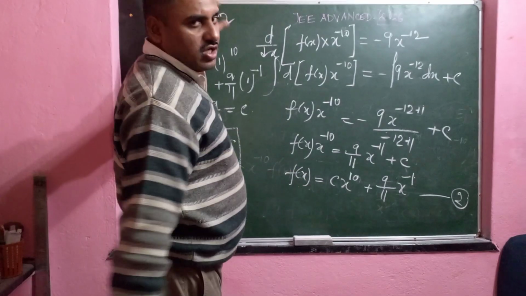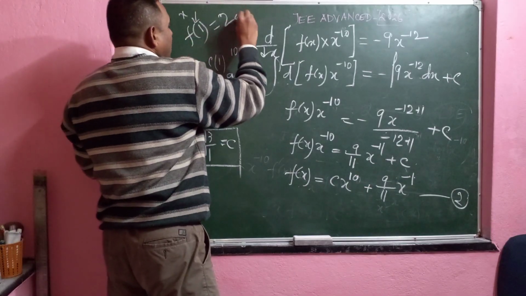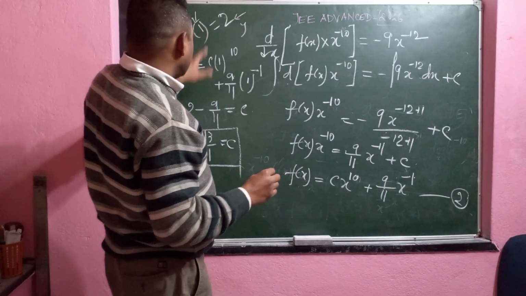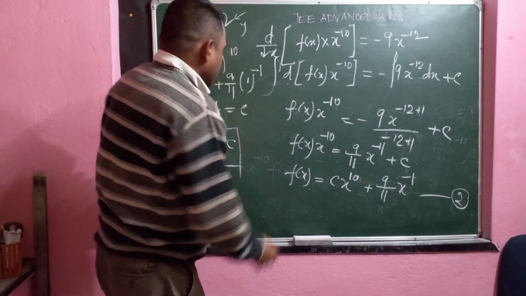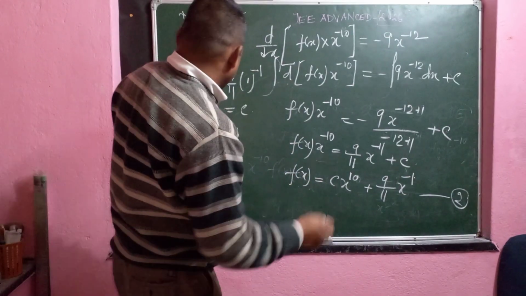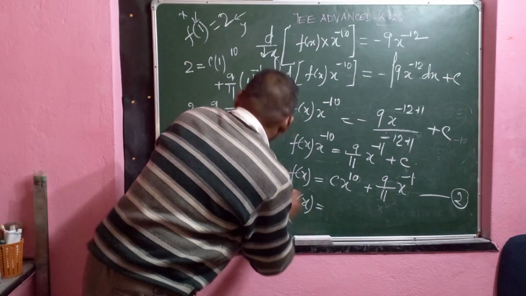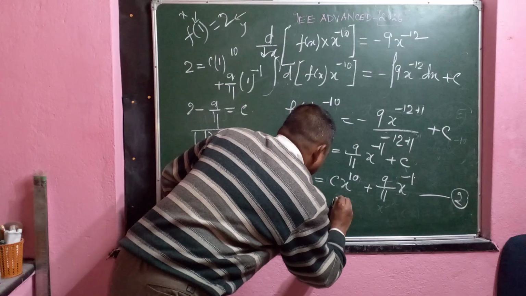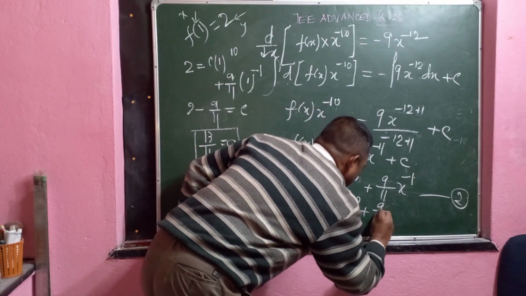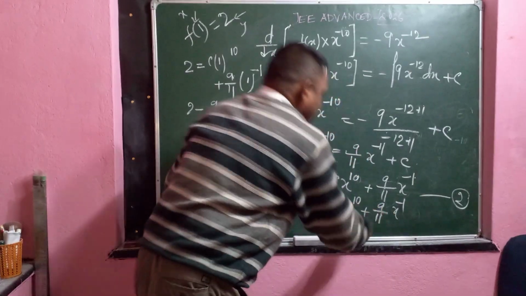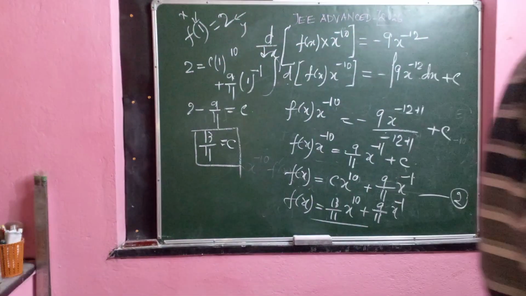This is called an initial value problem. This is your x and this is your y given for all x. So we have to substitute x, and in place of f(x) put y equals 2, and you have to calculate c. So the final result for f(x) is 13 by 11 x to the power 10 plus 9 by 11 x to the power minus 1, or 1 by x. This is our f(x). This is the answer.